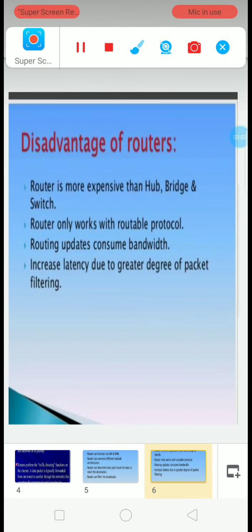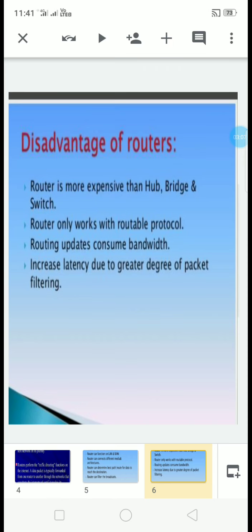Now, the disadvantages of routers. They operate based on routable network protocols. They are expensive compared to other network devices. Dynamic router communication can cause additional network overhead. This results in less bandwidth for user data. They require a considerable amount of initial configuration.